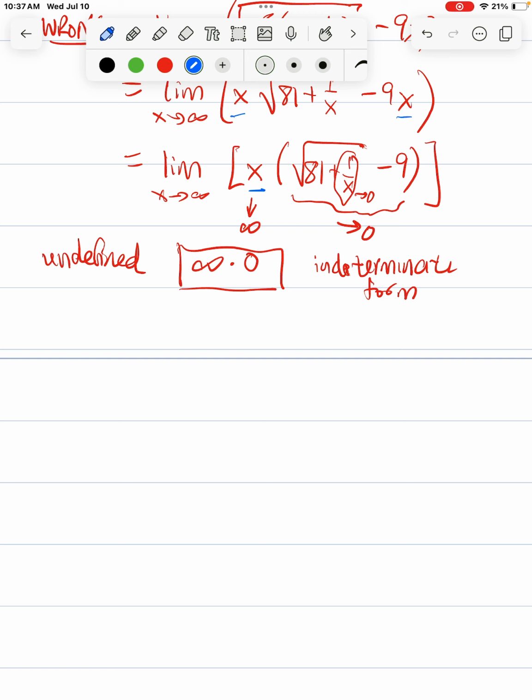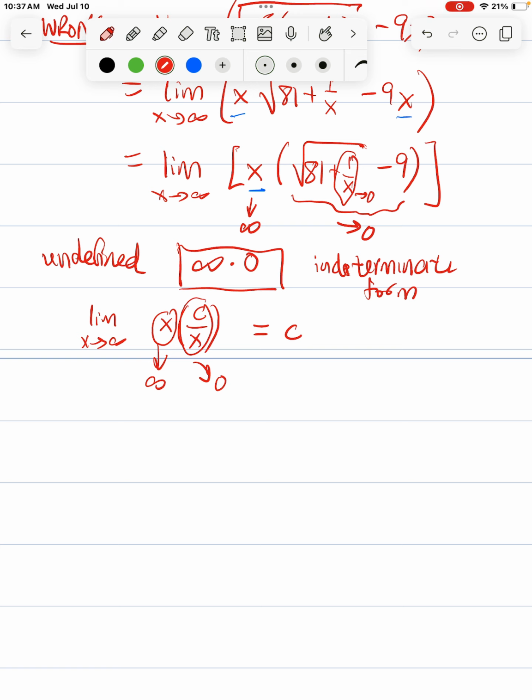So for instance, let's say that you had the limit as x goes to infinity of x times c over x. So c is some constant, right? Now x times c over x is just c. So the limit of this is c. But x is going to infinity, c over x is approaching 0, but the limit is actually c. And now c can be anything you want, except possibly 0.